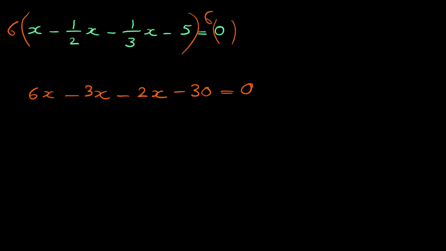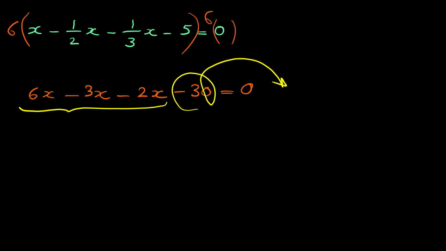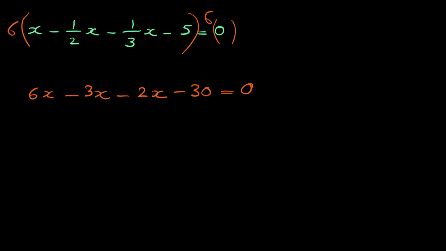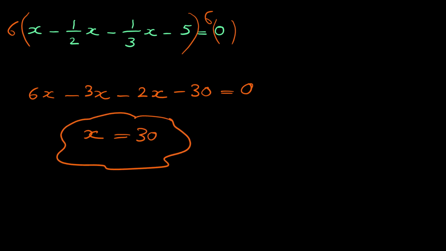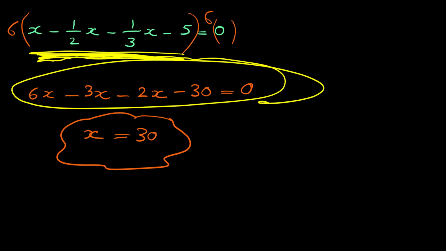Now simplify. Simplify this and keep these here because these are variables. Move this to the right. And immediately you have the answer. What is 6x minus 3x minus 2x? 6x minus 3x is 3x. 3x minus 2x is x. So basically we have 1x. And negative 30 goes to the other side, it would be 30. So as you can see, now we are able to solve equations complicated like this in 1 and 2 steps.